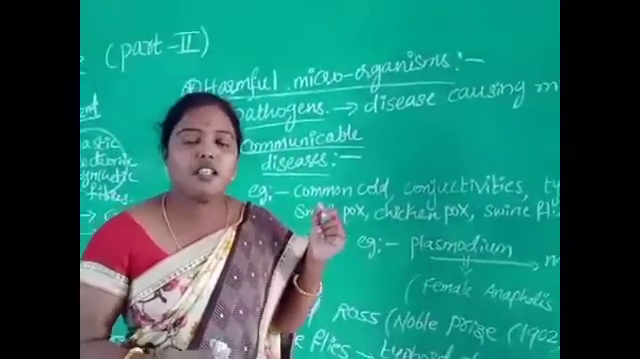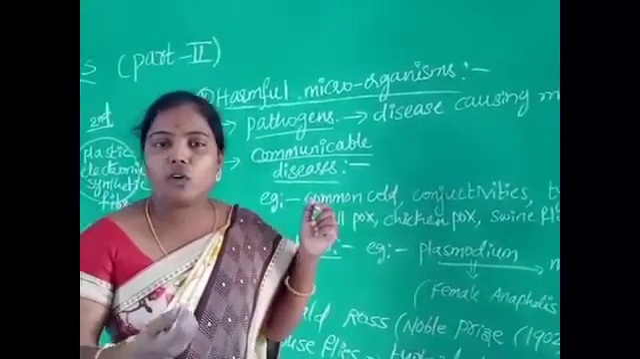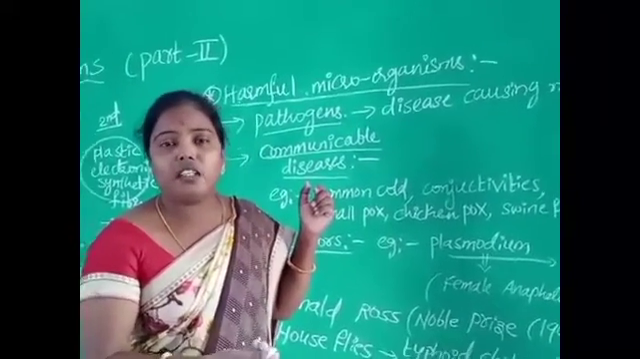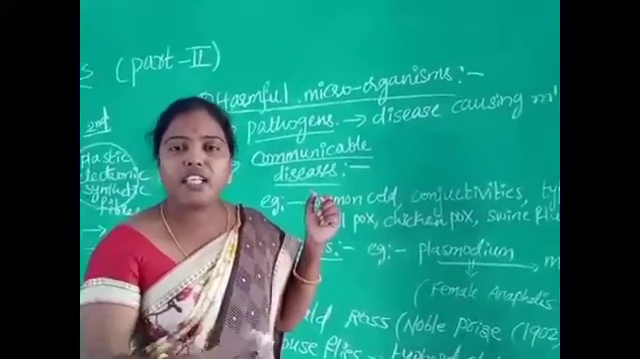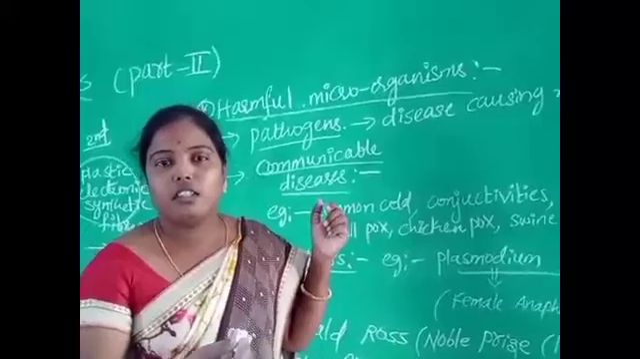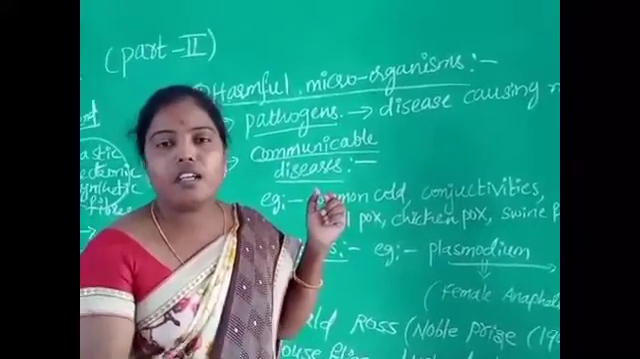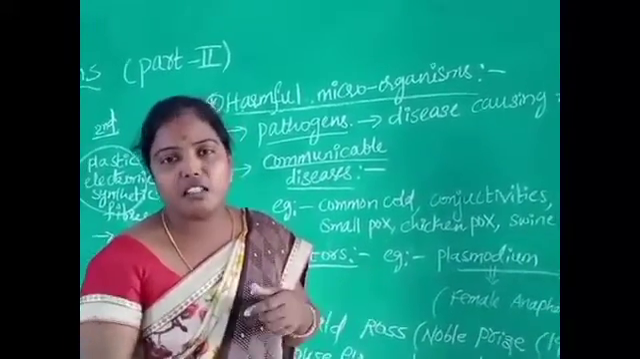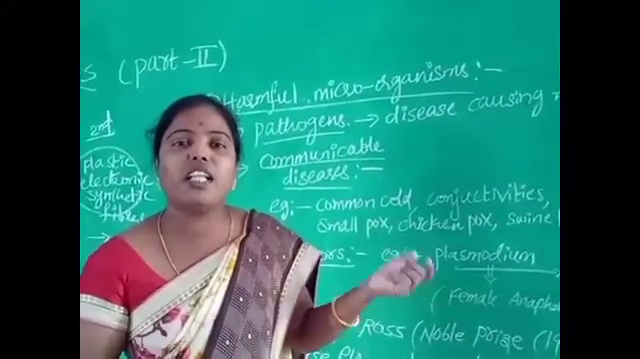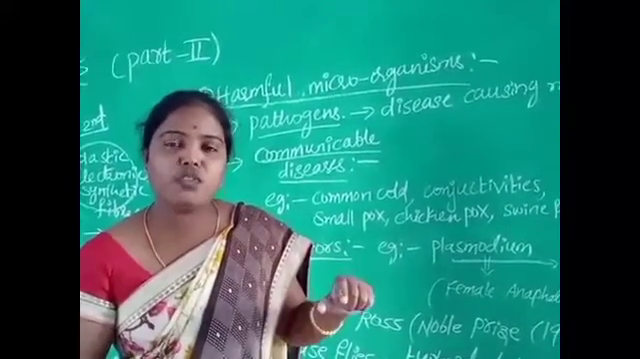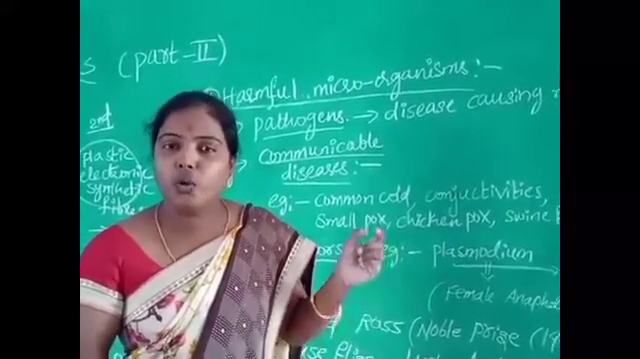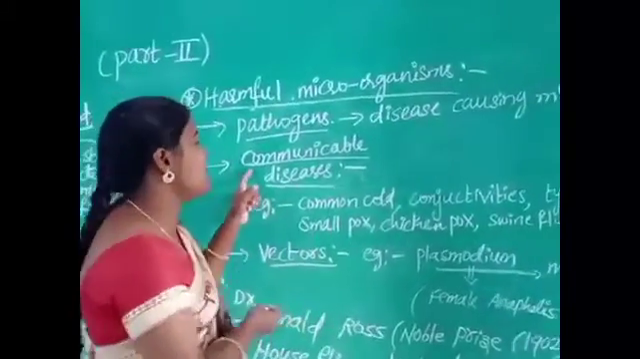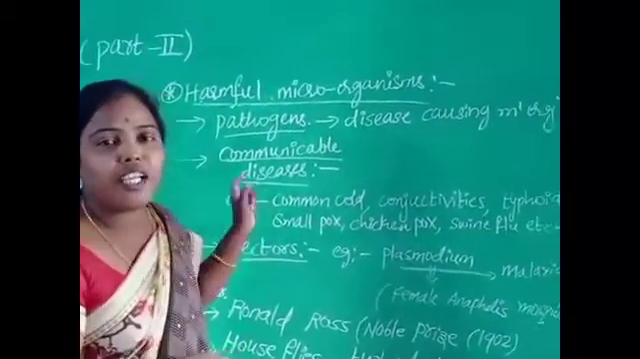Children, somebody is getting cough or cold. When the boy is coughing or sneezing, what happens? Through the air, water, food or clothes, the disease comes from an infected person to a healthy person. Such diseases, which are transmitted through air, water, food and clothes, are called communicable diseases.